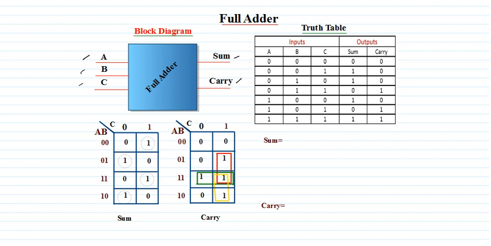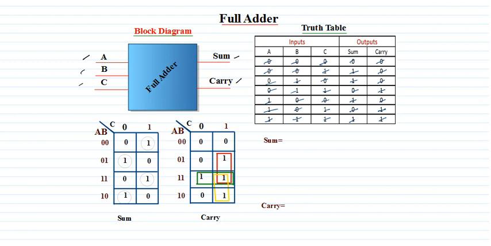Here, if you observe, for 0 0 0, sum is 0, carry is 0. For 0 0 1, sum is 1, carry is 0. For 0 1 0, sum is 1, carry is 0. For 0 1 1, sum is 0, carry 1. For 1 0 0, sum is 1, carry is 0. For 1 0 1, sum is 0, carry is 1. And similarly, the last one, that is 1 1 1, the sum is 1 and carry is 1. So this is the truth table for full adder.